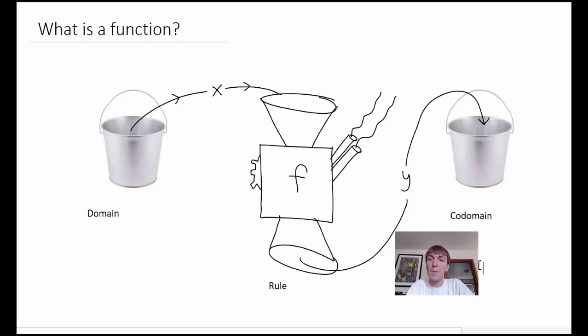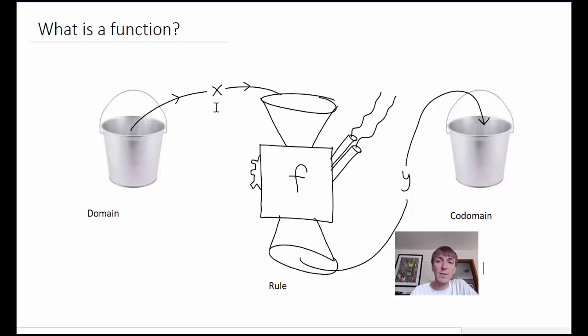Now, that might not have been the word you were expecting to hear. You might have been expecting the word range. That's a common word from previous classes, and it's a word that we're going to use too, but range and codomain are actually not quite the same thing. I just want to emphasize that every function has these three things: a domain, a rule, and a codomain.